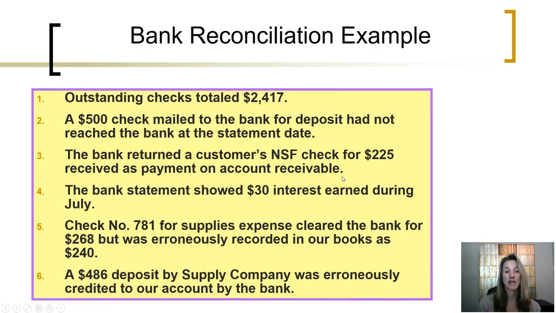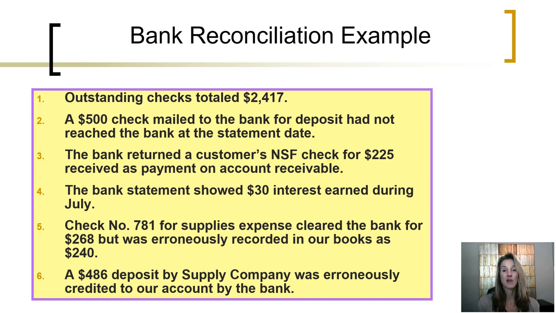The next reconciling item. The bank returned a customer's insufficient fund check for $225. That check had been received as a payment on an account receivable. The company received a check and they deposited it in the bank. When they received that check from the customer, they decreased accounts receivable and increased cash. But when the bank went to get the funds from the customer's bank account and deposit it into the company's account, the funds were not available.